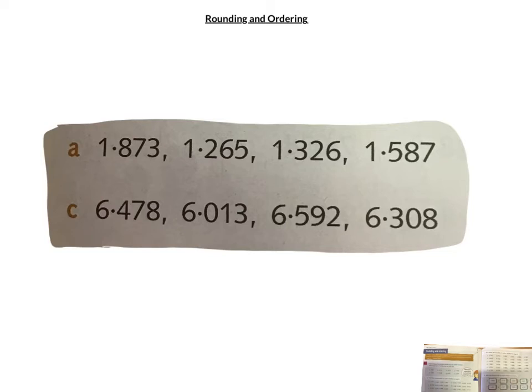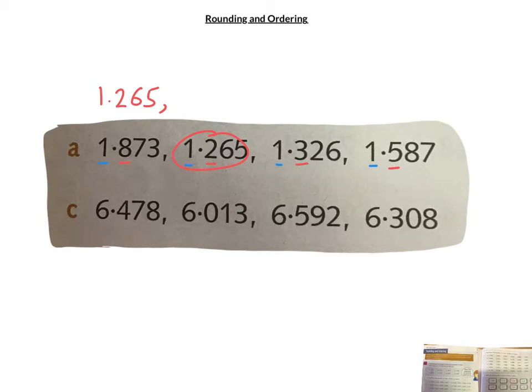Challenge 1, question 2 says put these thousandths in order smallest to largest. So if we look at A, first of all, we can see that the ones column is all the same. It's got 1 in there. So we're going to have to go to the next column, which is the tenths, to see which one is the smallest. Now we have 8, 2, 3 and 5. So I can see that this one is the smallest. So I'm going to start off with 1.265.